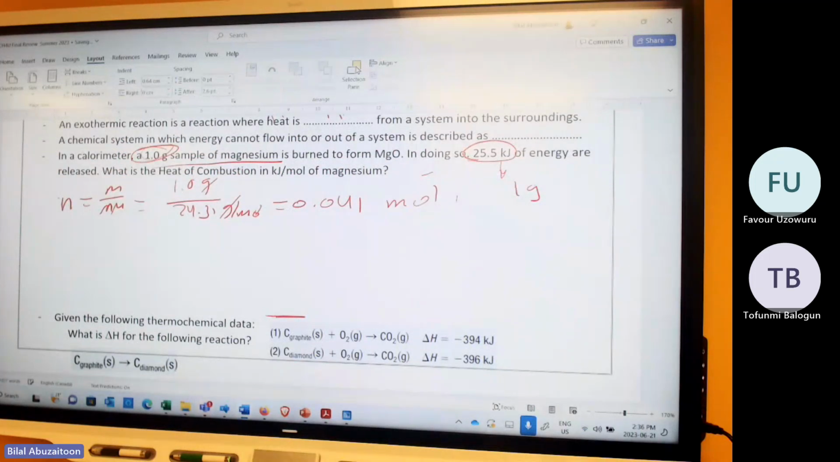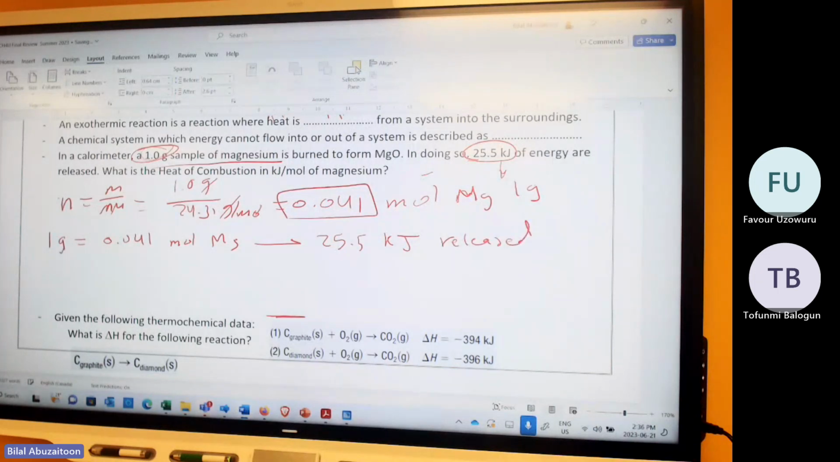Number of moles of Mg equals 0.041. The 1 gram of Mg equals this number of moles. So the 1 gram, which equals 0.041 mole of Mg, produces 25.5 kilojoules released.